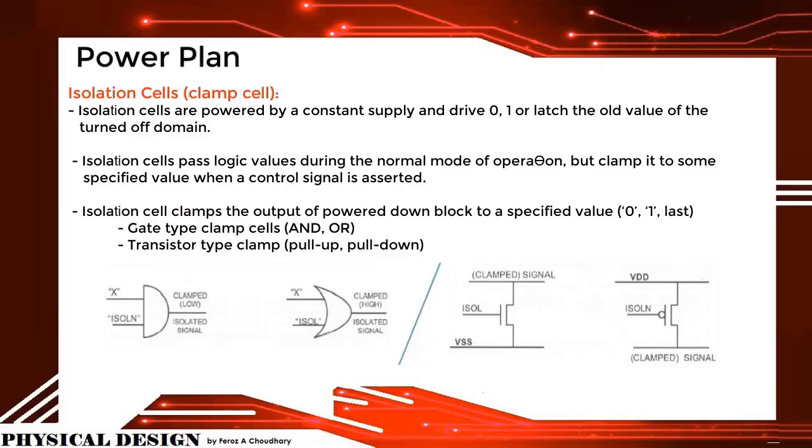Isolation cells are powered by a constant supply and drive 0, 1 or latch the old value of the turned off domain. This cell passes the logic values during the normal mode of operation but clamps it to some specified value when a control signal is asserted. The cell clamps the output of the power down block to a specified value, that is 0, 1 or last. It has two types, that is gate type clamp cells or transistor type clamp cells as shown below.